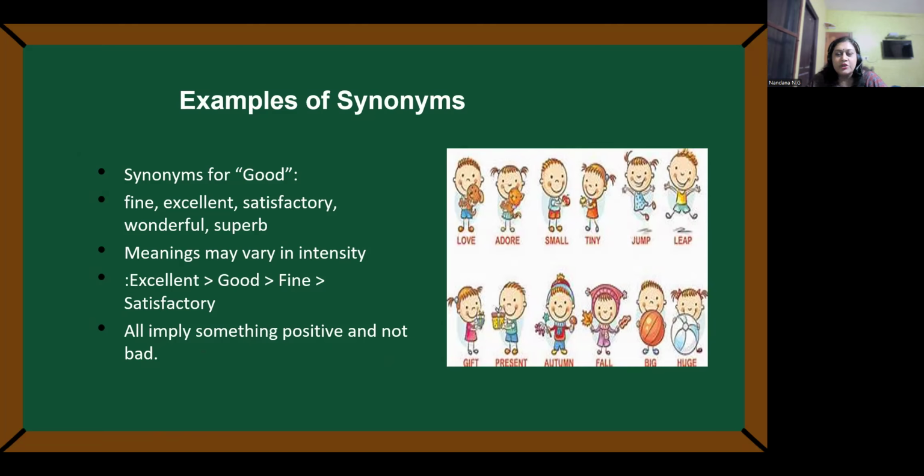Now observe the image. Love and adore are synonyms. Small and tiny are synonyms. Jump and leap are synonyms. Gift and present are synonyms. Autumn and fall. The season is known by both autumn and fall. Big and huge are synonyms.